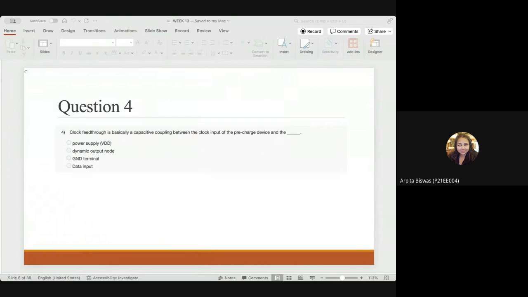So the right option is option B, the dynamic output node. So next move toward question number 5.